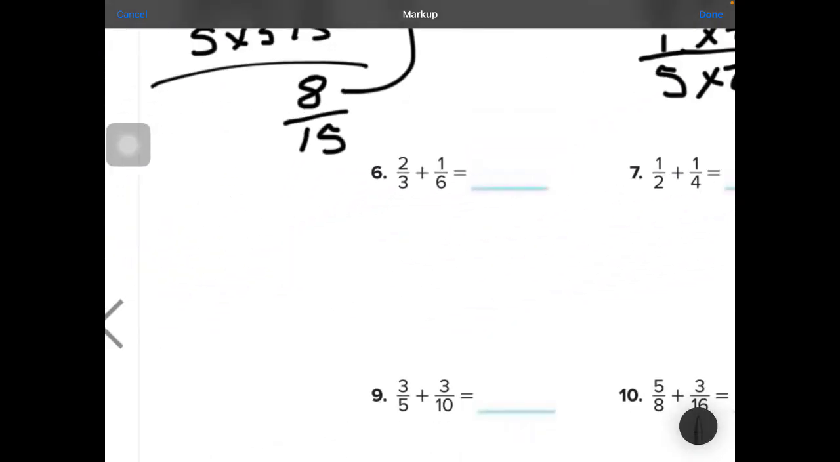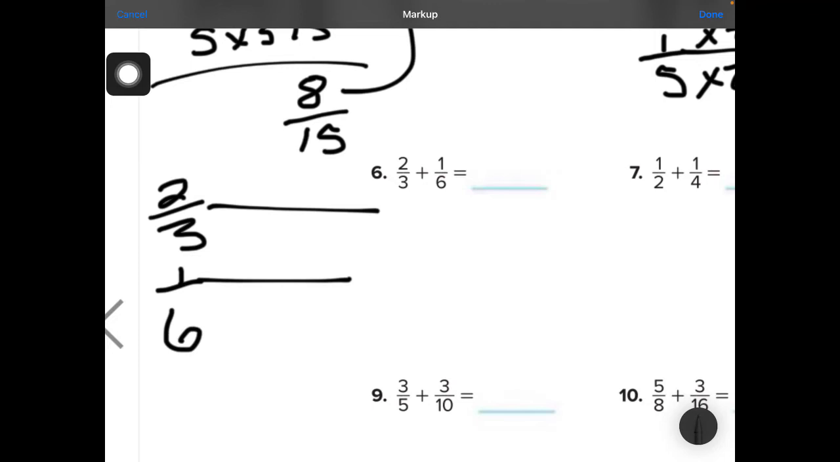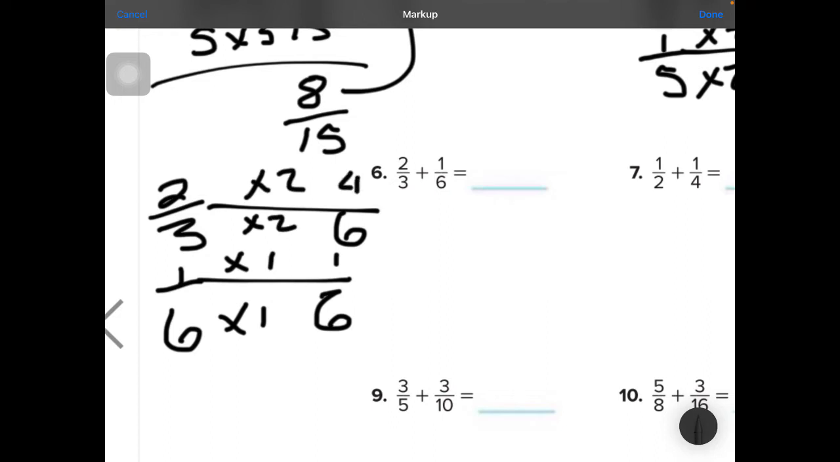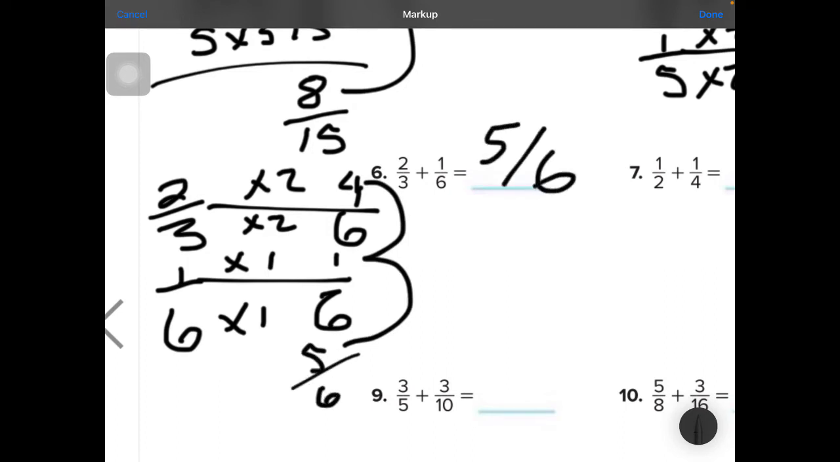Okay, number 6. 2/3 and 1/6. A common denominator from 2/3 and 1/6, I would say, would be a great 6. Times by 1 times by 1 will be 1/6. But I'll go into it twice. 2 times 2 is 4. So we have 4 plus 1 equals 5/6. So we're going to have 5/6 right here.